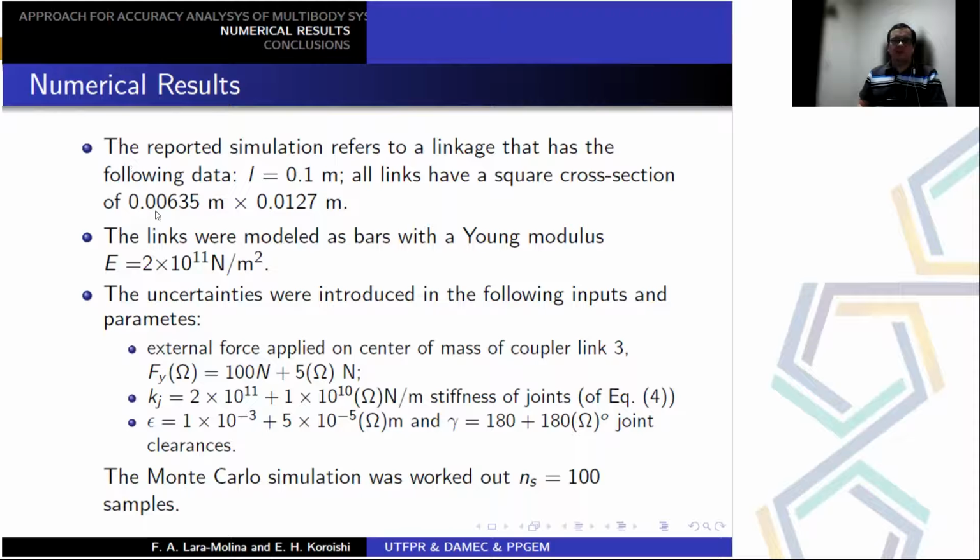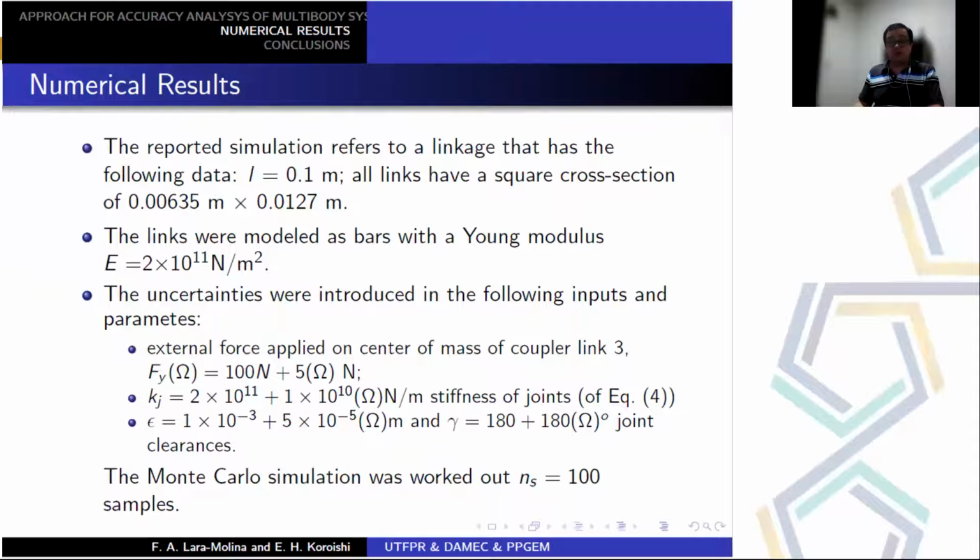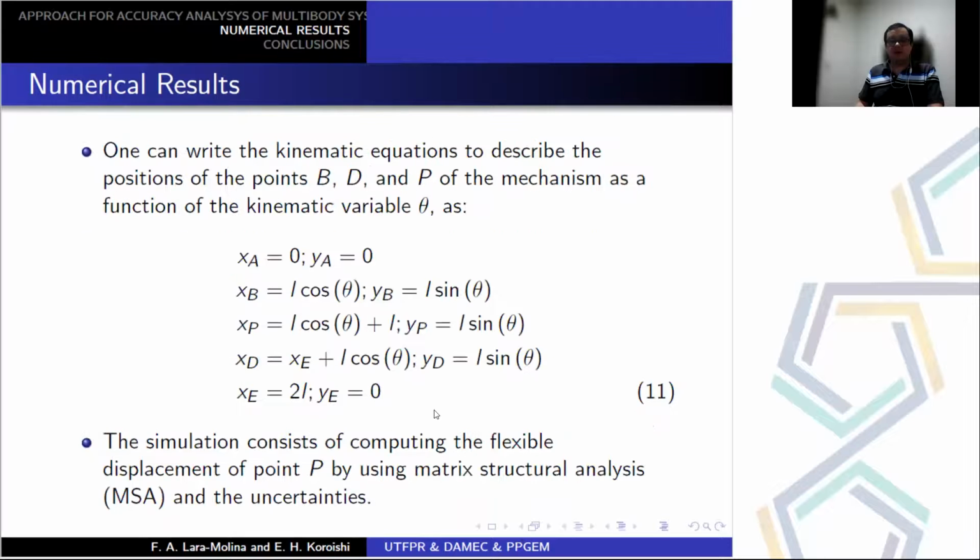Initially, the geometric parameters of the links are defined, the Young modulus of the links, and also the uncertain parameters, which are the external force, the stiffness coefficients of the joints, and also the additional degrees of freedom of the joint clearances. In this way, 100 samples were considered in the Monte Carlo simulation.